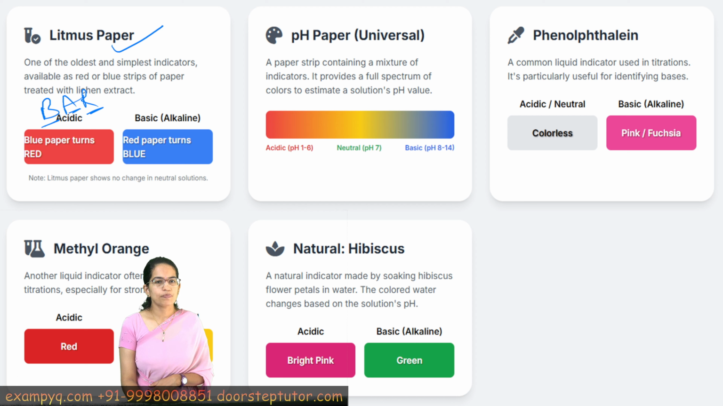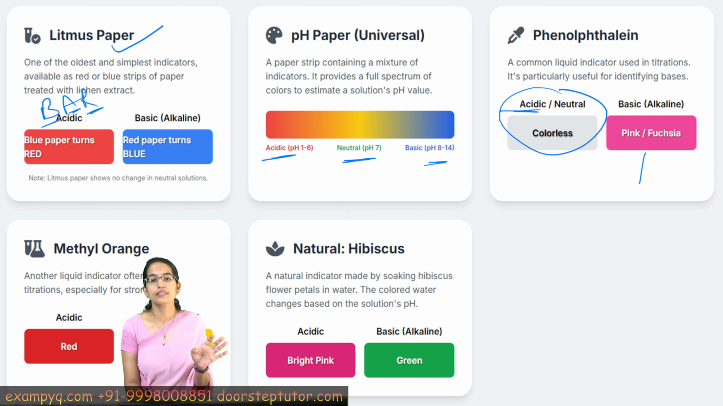The pH paper would be neutral if it is yellow. If it is acidic, it would turn red. If it is basic, it would turn blue. Phenolphthalein is colorless in acidic and neutral solution but turns pink in basic solution.